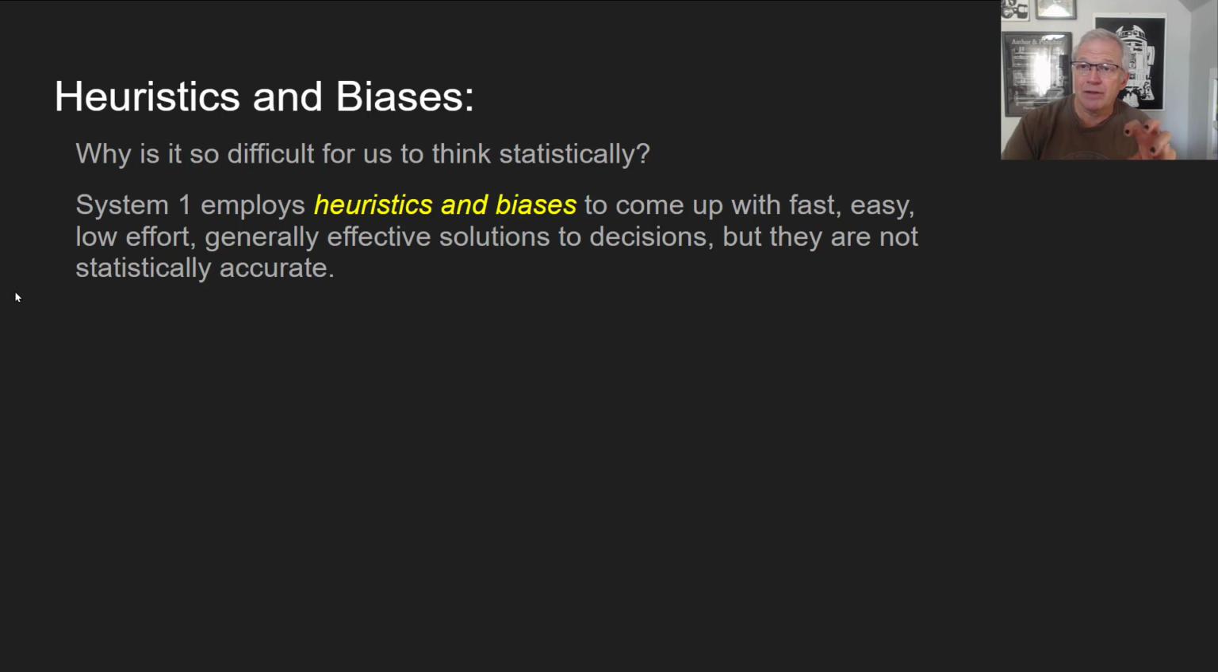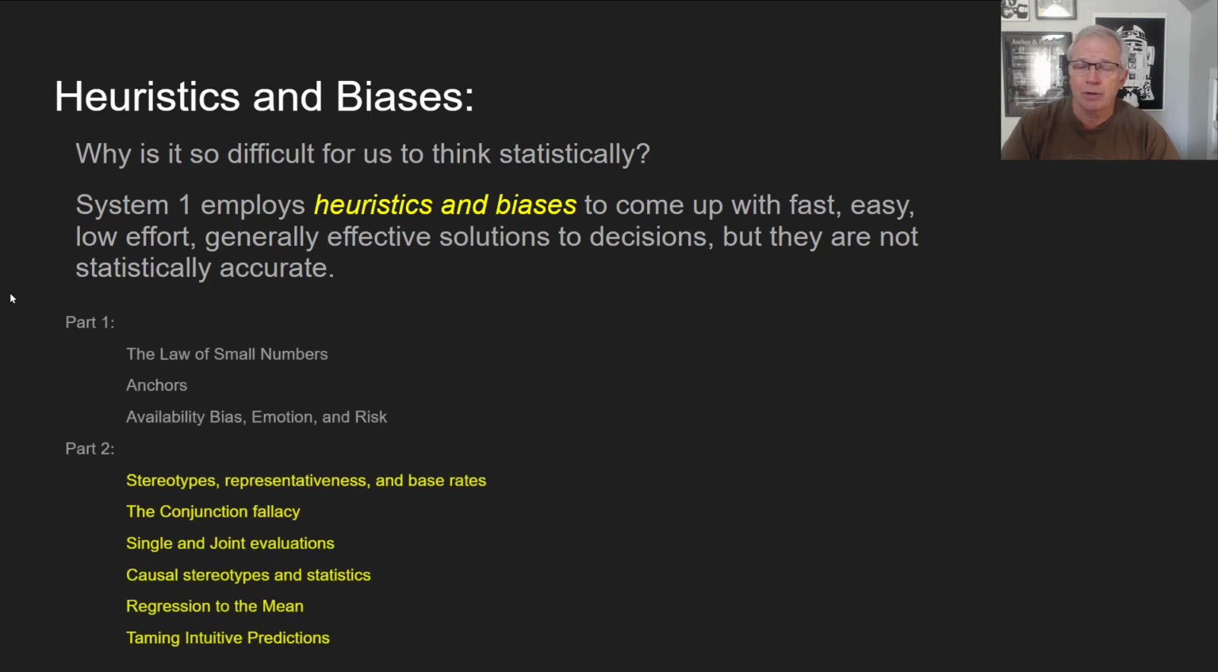And we're going to dive into the details here about the cases and the ways in which they deviate and why. How do we think? What does statistics tell us? And where do we sort of mismatch on those? So the last lecture that we did was on this first section, the law of small numbers, anchors, availability bias, emotion, and risk. And now we're going to do these 6 or so entries on stereotypes, representativeness, and base rates through to taming intuitive predictions.